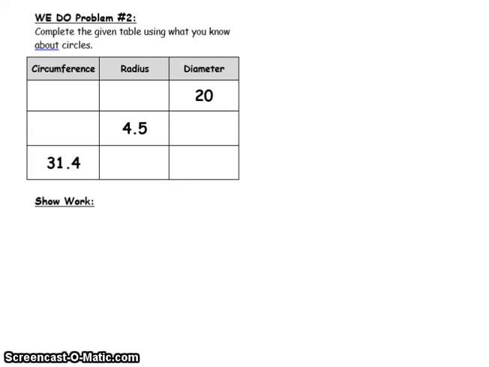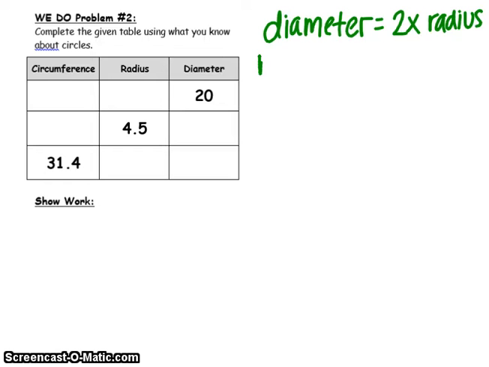Alright, let's look at we do problem number 2, which is on the back of your notes page. And so this gives us a table, and it says complete the given table using what you know about circles. So there's a couple of things that I know about circles. I know that my diameter is equal to 2 times my radius. I know that my radius is equal to 1/2 of my diameter.